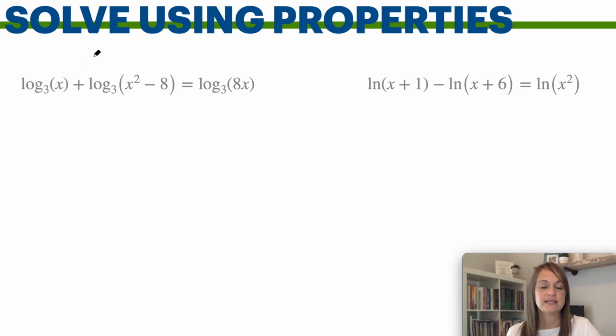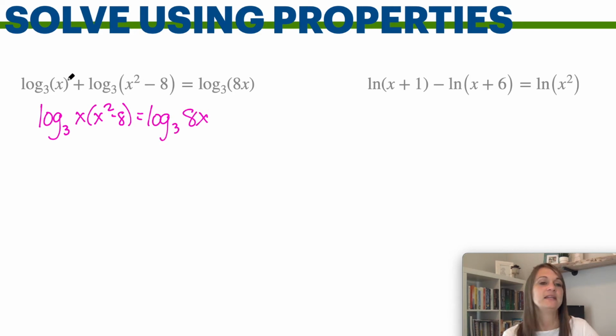Solving properties, continuing, anytime you have two logs added, that means you can multiply the logs together. And once you do that, anytime you have a log of a function on one side and a log of a function on the other side, you can cancel the logs, leaving you x times x squared minus 8 equals 8x. Now here's the deal.